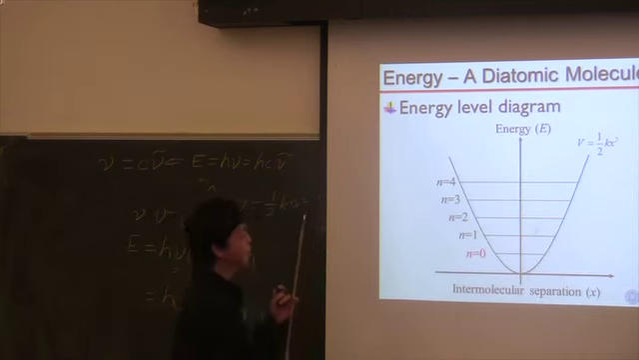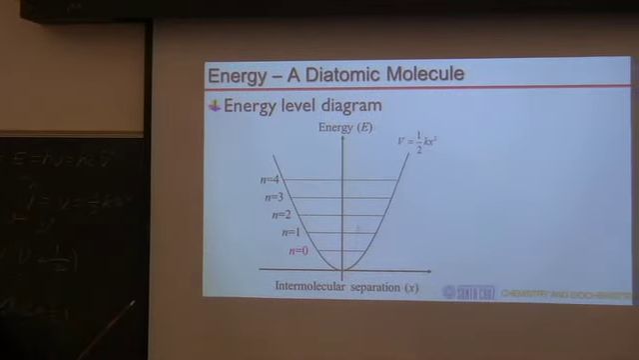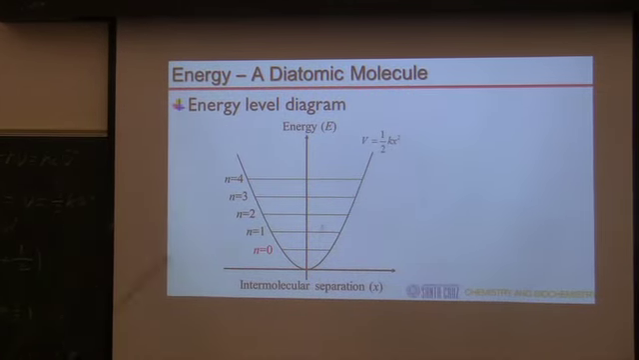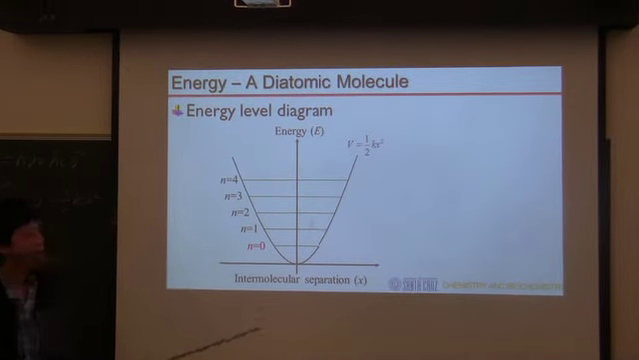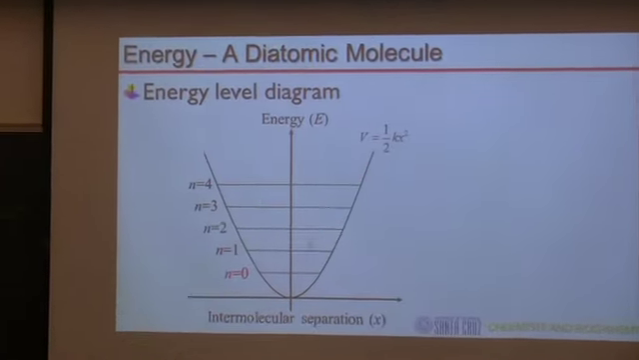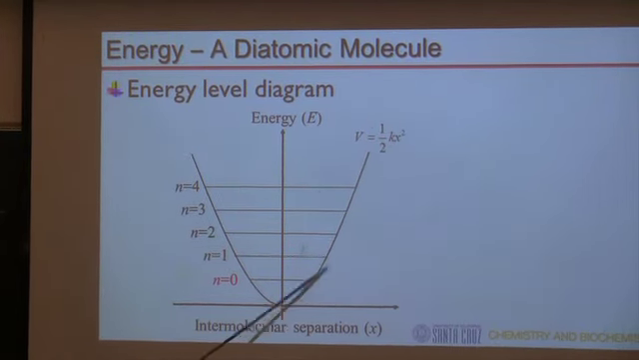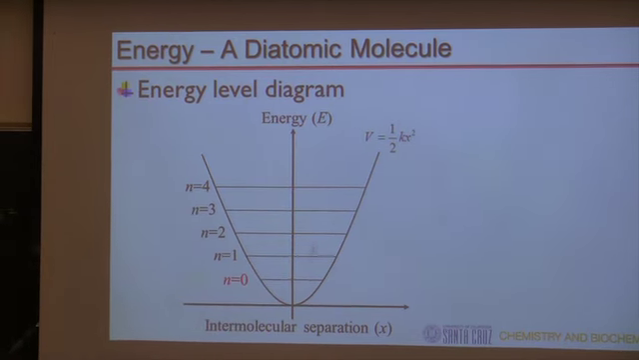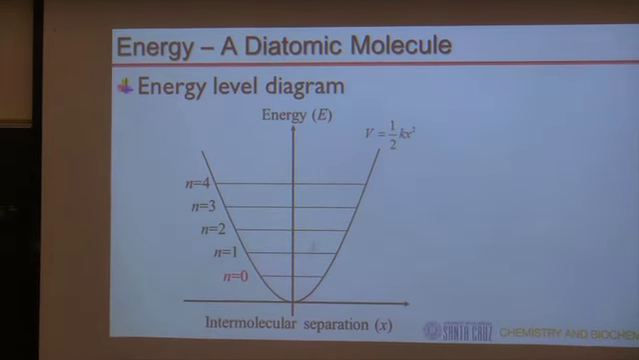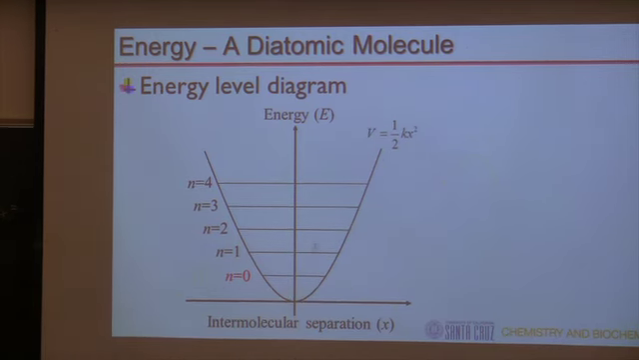Okay, so the energy level diagram is actually like this. It looks a little bit complicated, but if you go step by step, let's say the first one, this curve here, 1/2 kx squared will give you a curve like that. And we know potential energy equals 1/2 kx squared for harmonic oscillators. So this curve gives you the potential energy distribution.